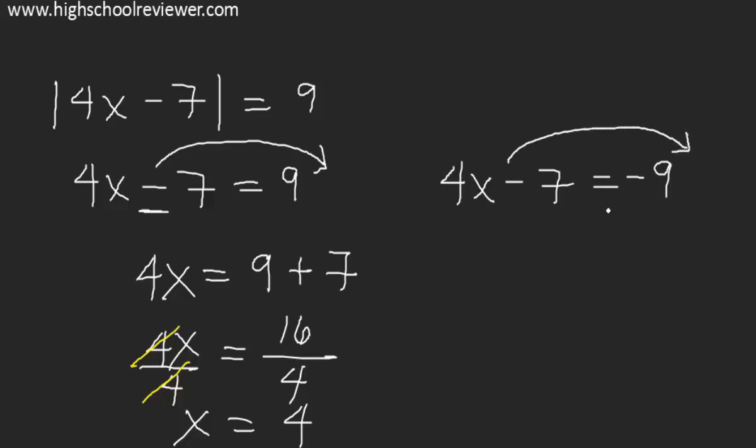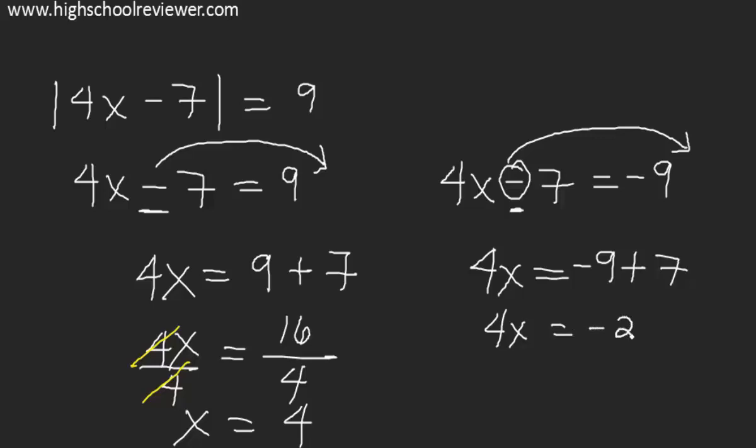Transpose negative 7 to the other side. Since this is negative 7, what will be left here is 4x equals negative 9. From negative, this will become positive 7. So 4x will be equal to negative 9 plus 7, that is equal to negative 2.